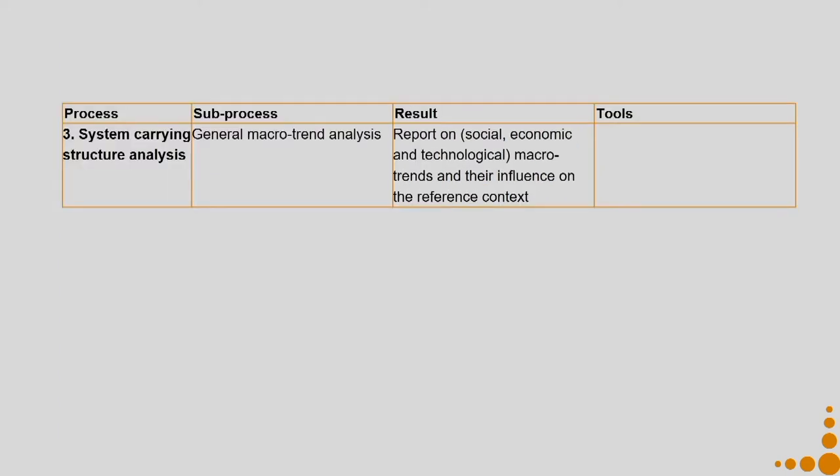The next part is called system carrying structure analysis. What we do over here is a macro trend analysis. So we try to identify the social, economic and technological macro trends and their influence on the reference context. What it means is, say in the context of safe drinking water, what are the social trends at this point of time? Say for example, in certain markets, the social trend is about drinking water without purification. Because there is some movement of people who say that natural water without any kind of purification is way better than all the purification techniques.